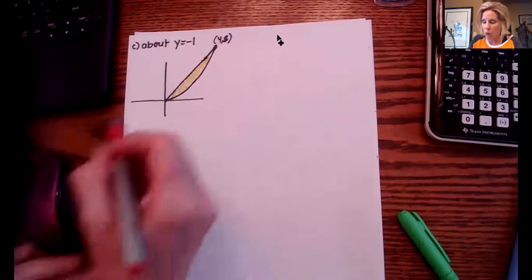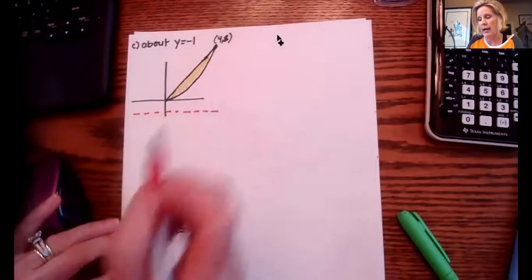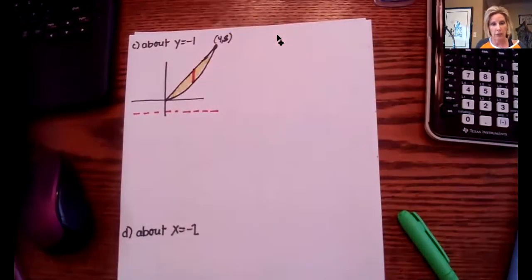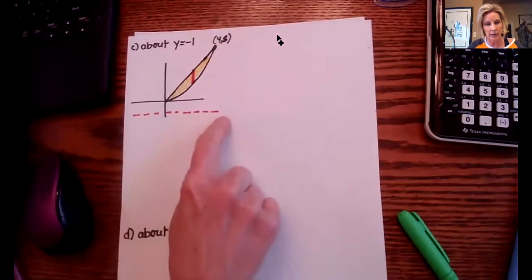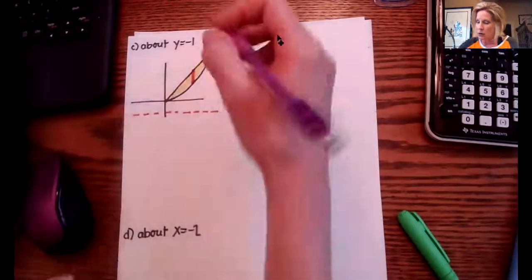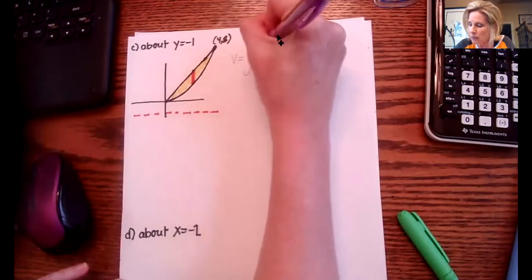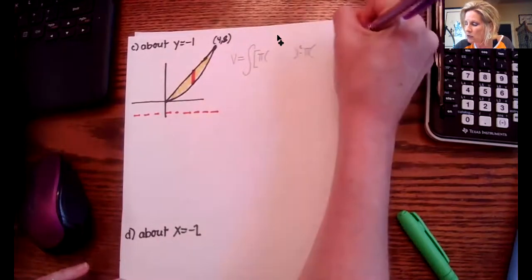Now, y equals -1 is going to be this horizontal line. So that means that you're going to revolve a vertical segment. Again, since the vertical line is separated from the horizontal axis of revolution, it's going to be a washer, okay? So volume is going to be pi r squared minus pi r squared.